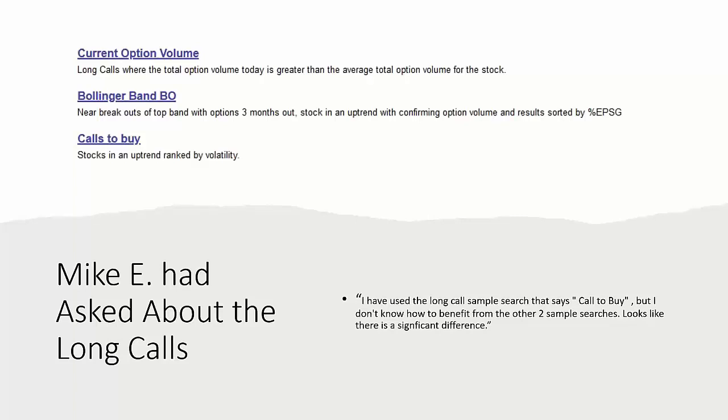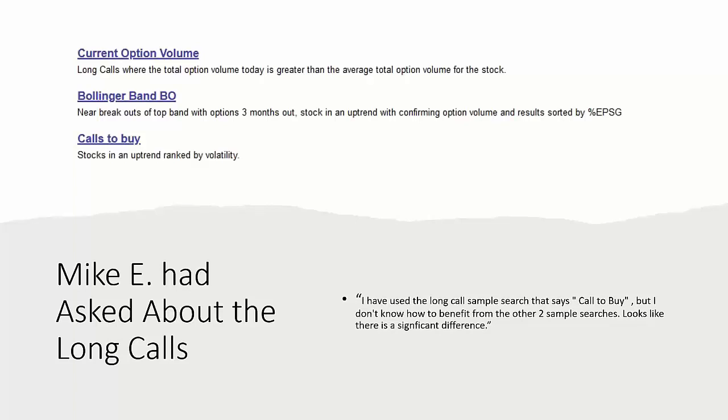Current option volume. This particular search is looking for call options, or if you're in the long put tab, you'll see one for puts as well. But it's looking for call options where there has been an increase in the total option volume on that particular stock. And it's going to be greater than the average total option volume.